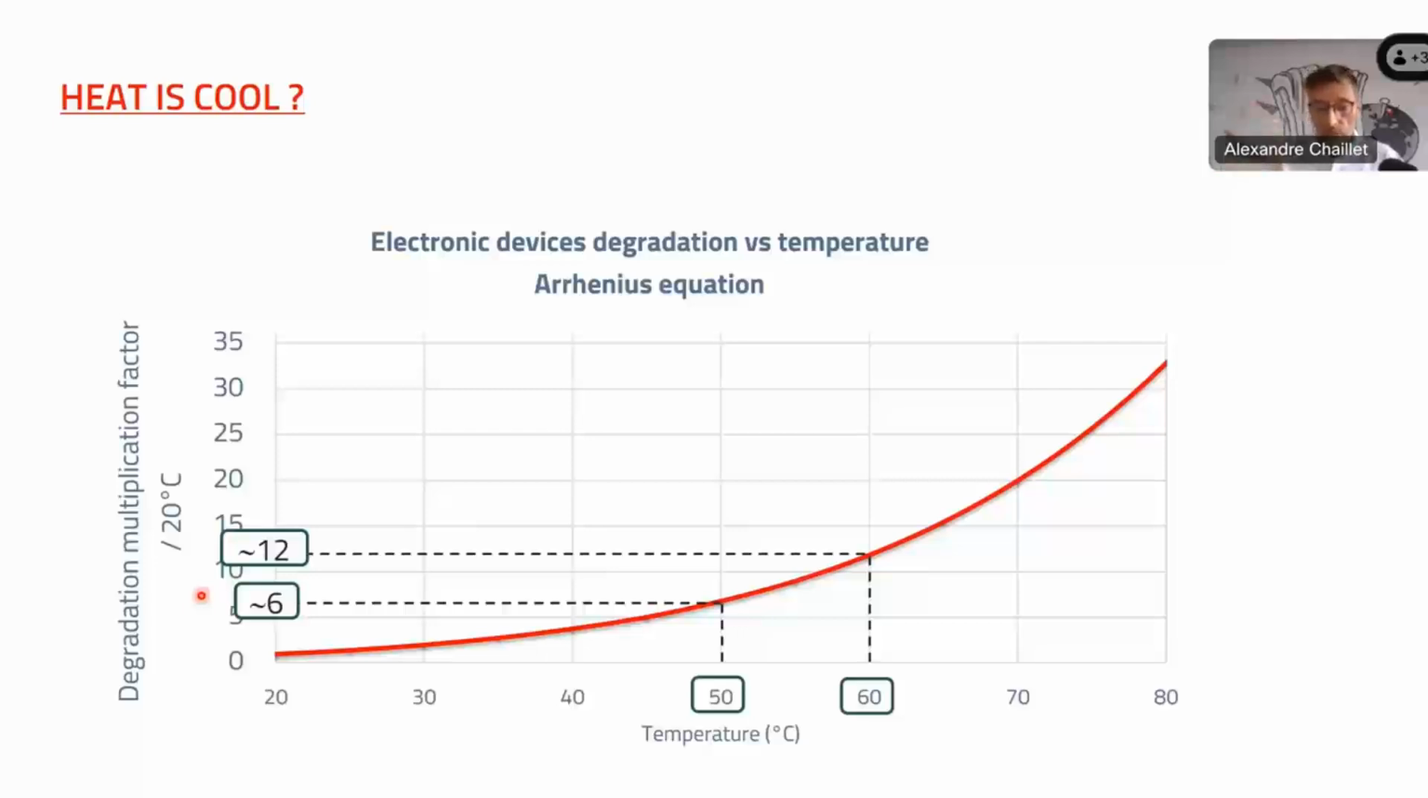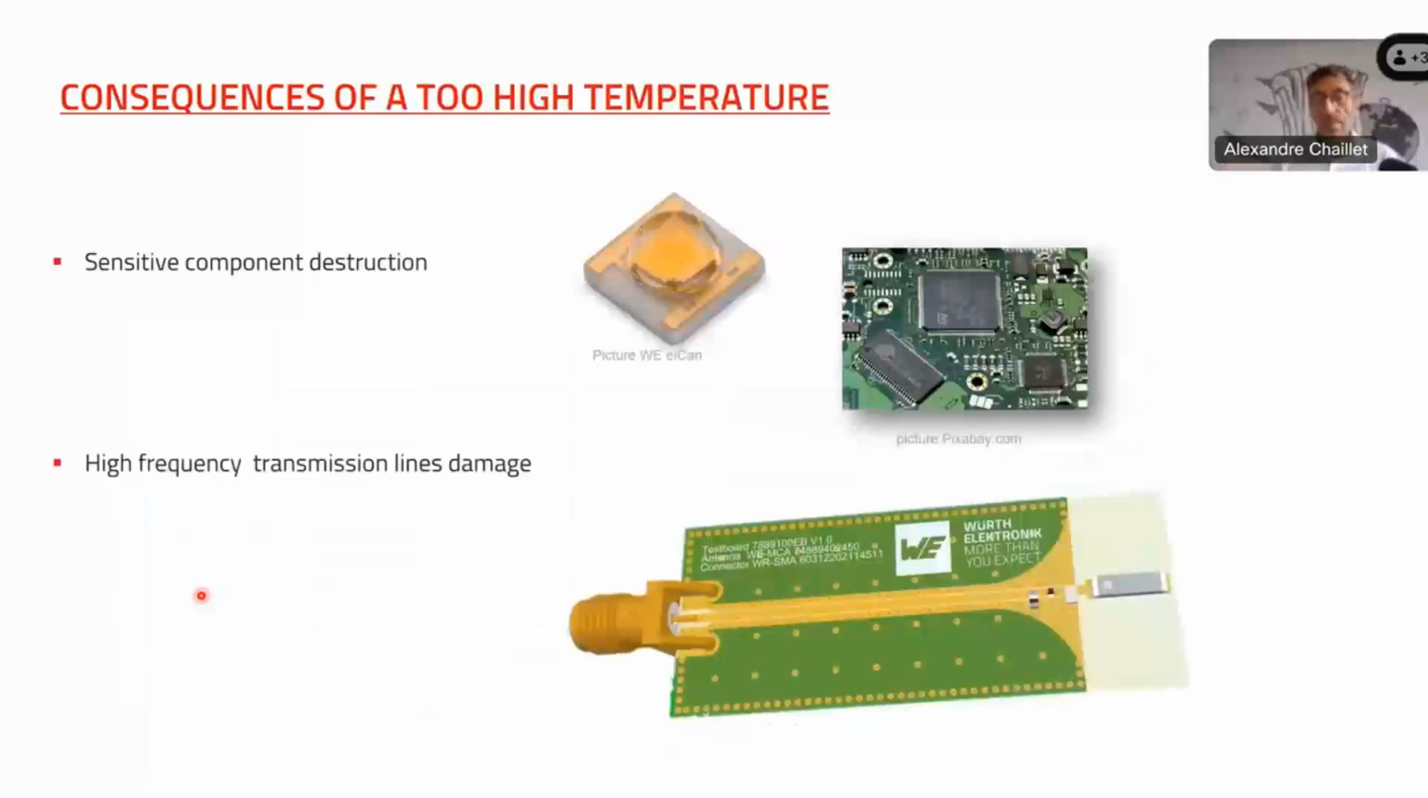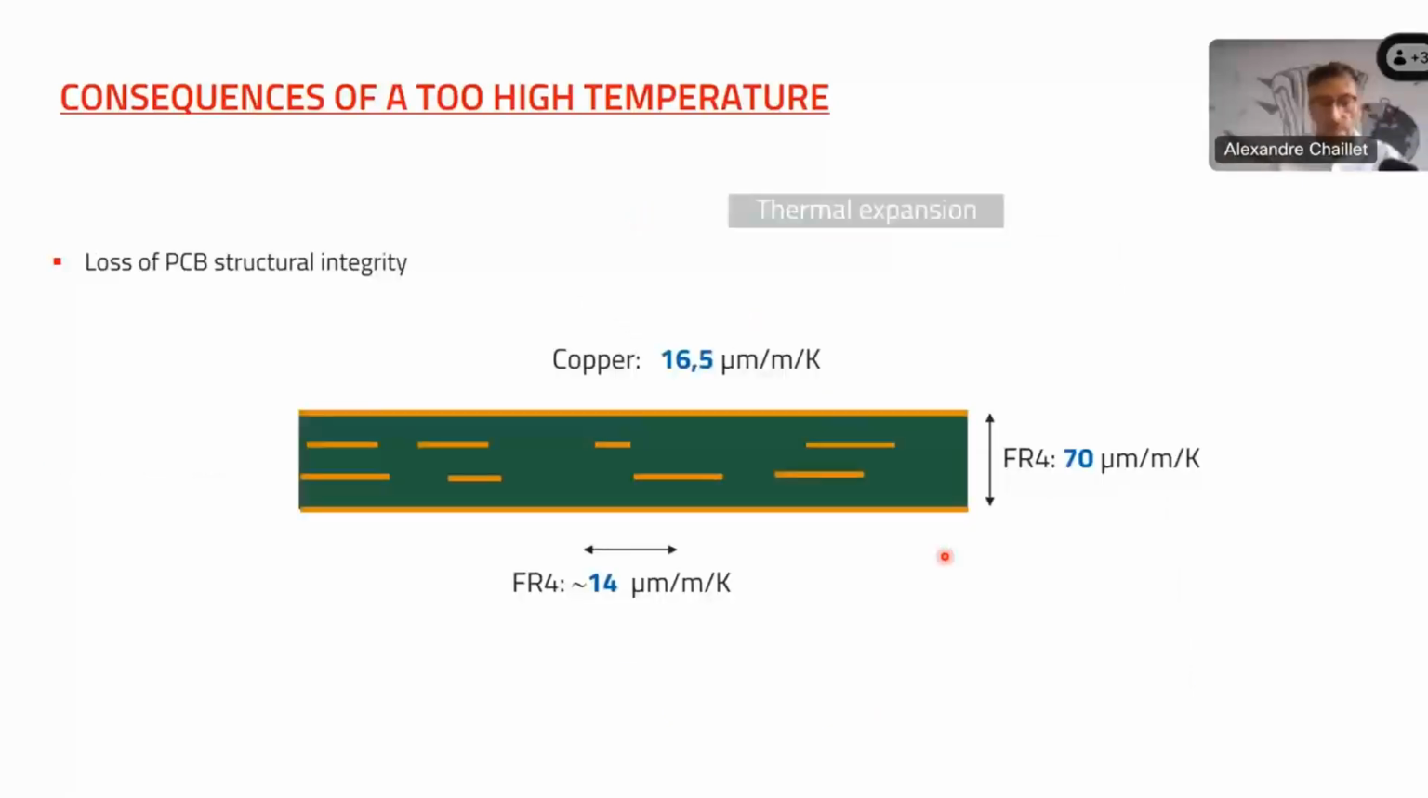So what does it mean for a component? Simply that you will divide by 2 the lifespan of your component. This is a lot. Each 10 degrees, you will divide by 2 the lifespan of your component. And this is even more true for sensitive components like LEDs, or ICs, especially ICs that heat a lot. This would be really a problem for high frequency traces, because, we will not go into detail, but these must have precise dimensions. And if you change the dimension a little bit, then you will have an impedance mismatch that will create trouble in your signal integrity.